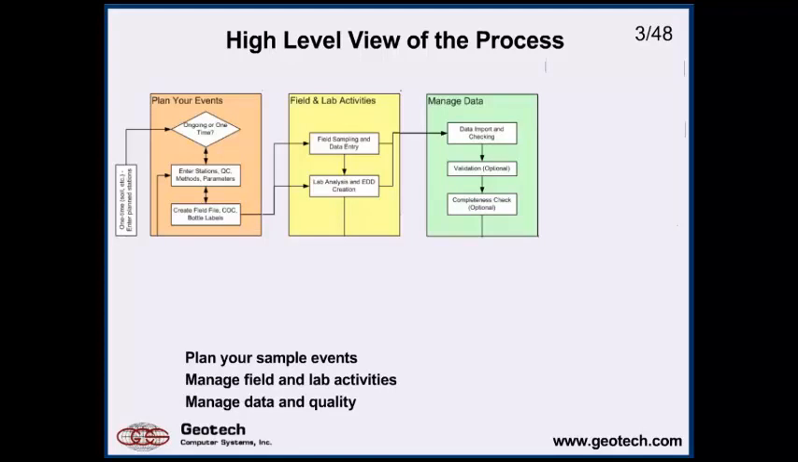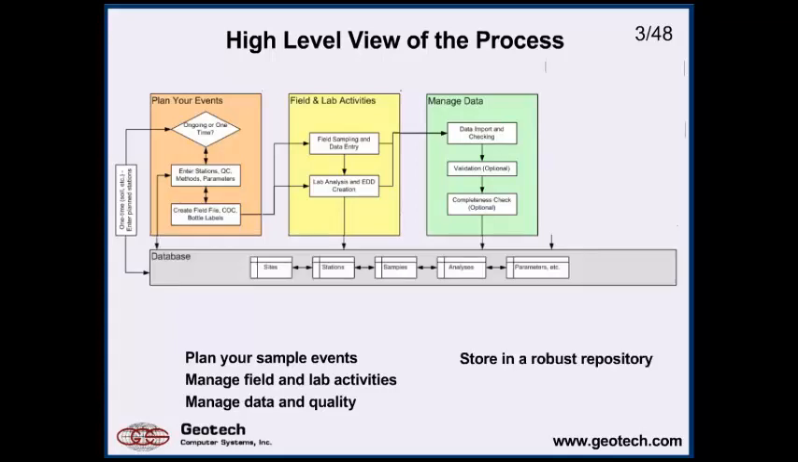That could be, as I mentioned before, data validation, checking holding times, spike recoveries, things like that. It could be a completeness check: did we get everything we expected? And then keep hitting the down arrow here. And then that's all tied into the data itself.